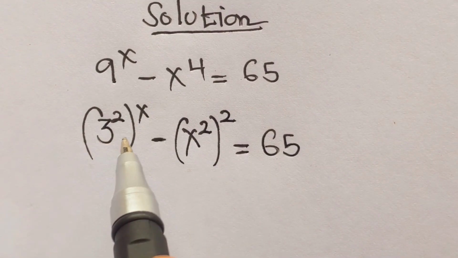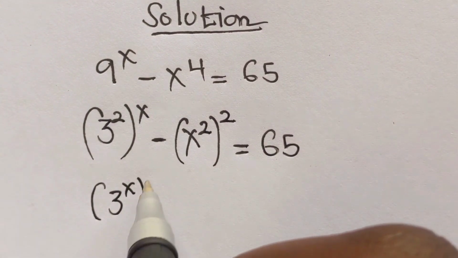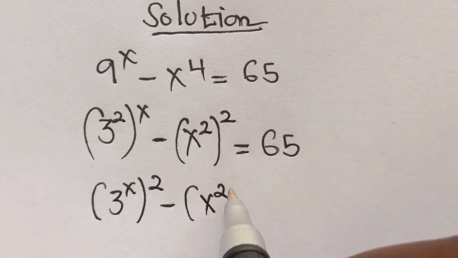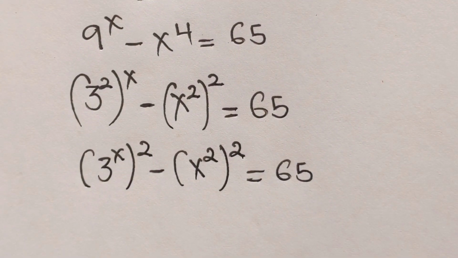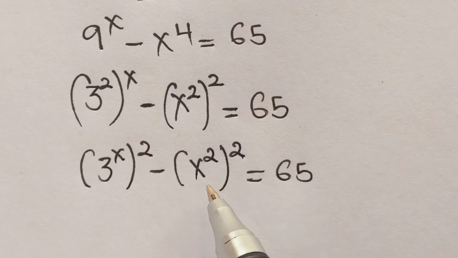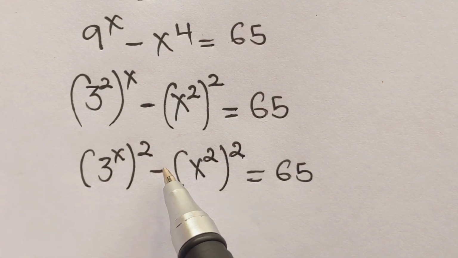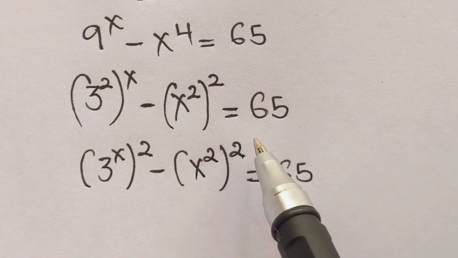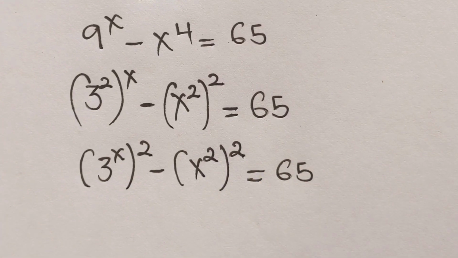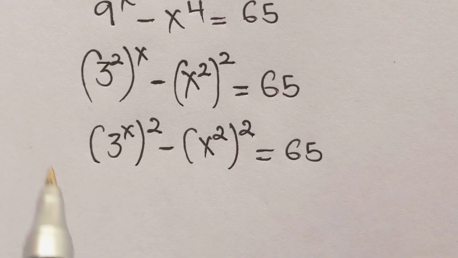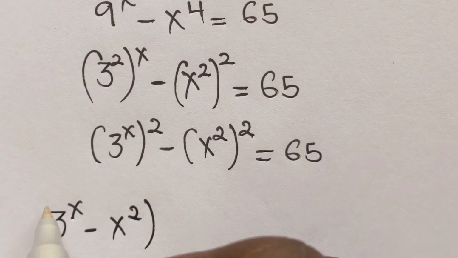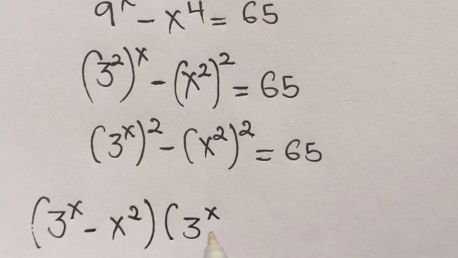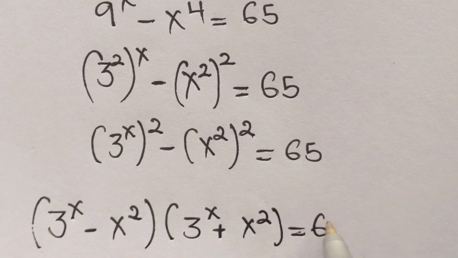We can interchange this to get 3 power x squared minus x squared power 2, which is equal to 65. If you have seen, this is the difference of two squares, where 3 power x squared minus x squared again equals 65, and we can separate them to get 3 power x minus x squared times 3 power x plus x squared equals 65.